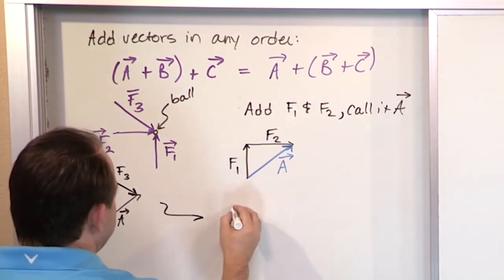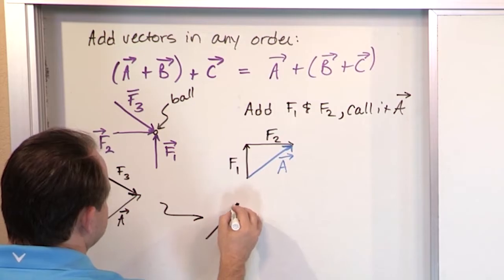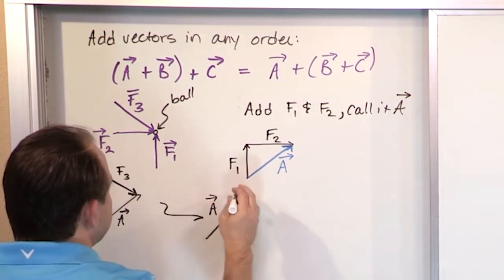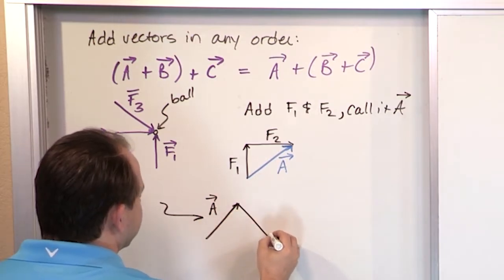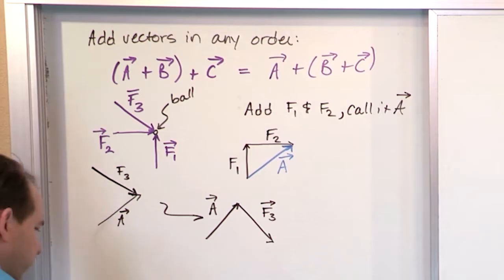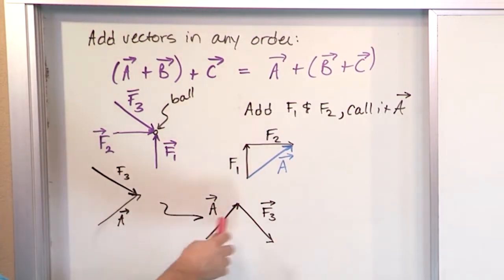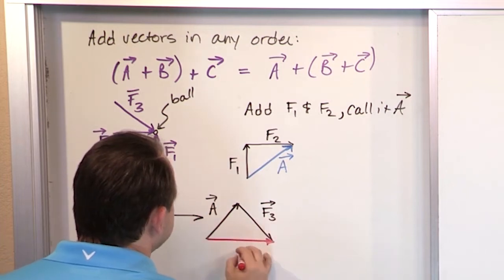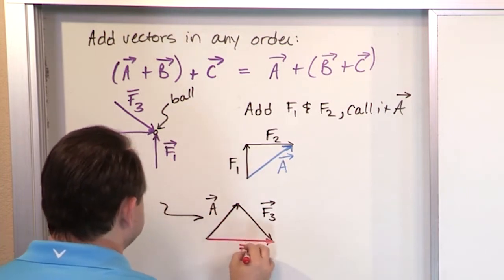So let's redraw A exactly the way it was. And then we're going to take F3 and move him, so this is A, down here, F3, like this. Since they're all tail to head, we're going to connect them in a straight line, tail to head like this. And this is the resultant force.